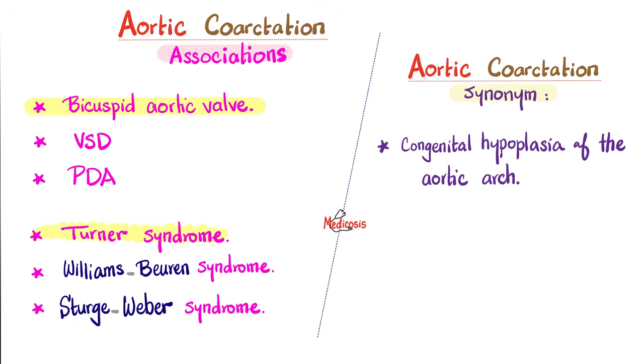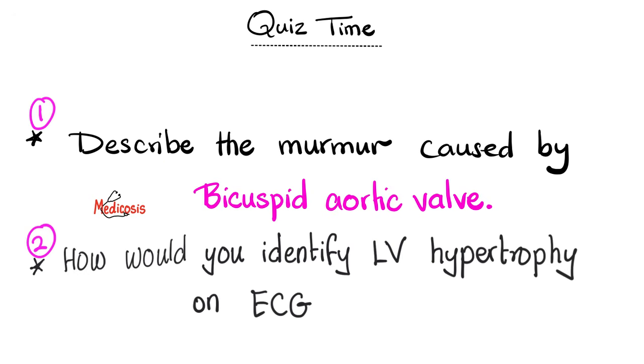Associations of aortic coarctation, we have other cardiac defects and other syndromes. Don't forget Turner syndrome and bicuspid aortic valve. Aortic coarctation has a weird synonym, which is congenital hypoplasia of the aortic arch. Quiz time. Please describe the murmur that you'll hear if a patient has bicuspid aortic valve, if it is severe enough to cause a murmur. What will that murmur sound like? Let me know your answer in the comments.